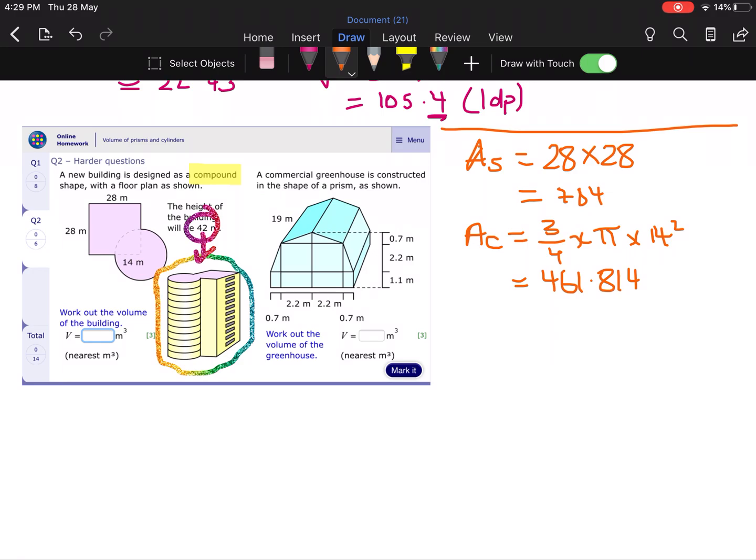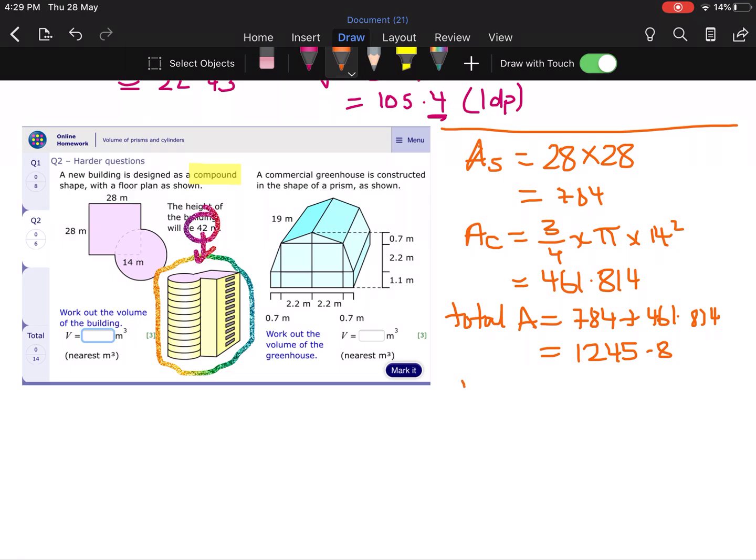So to find the total area of the front face, I just have to add these two numbers together. 784 plus 461.814, and that gives me 1245.8. Now it wants my answer to the nearest meter cubed, so I don't need decimals, but I'll worry about that at the end when I'm doing my rounding.